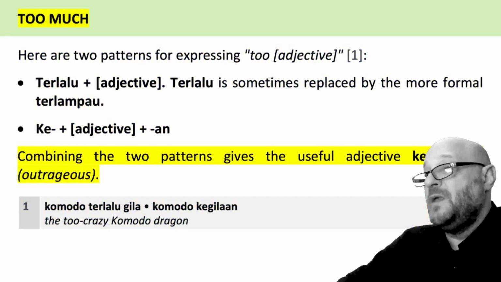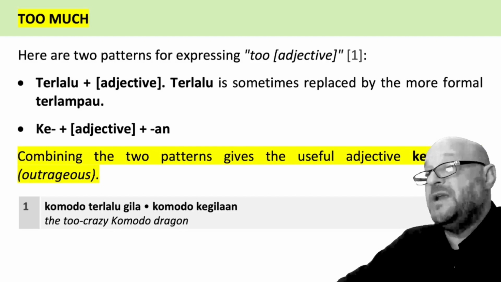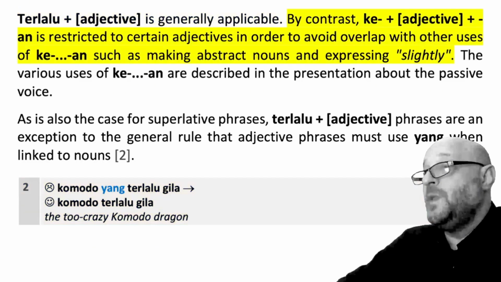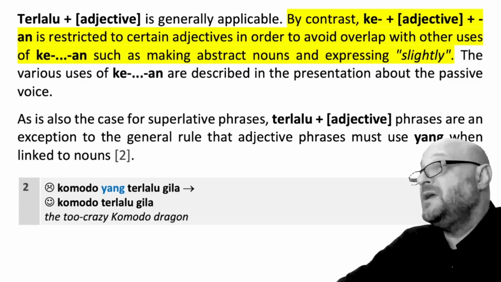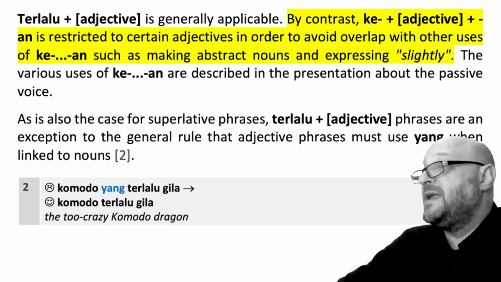Combining the two patterns gives the useful adjective keterlaluan, which means outrageous. Terlalu plus adjective is generally applicable. By contrast, ke plus adjective plus an is restricted to only certain adjectives in order to avoid overlap with other uses of the ke-an pattern, such as making abstract nouns and expressing slightly.